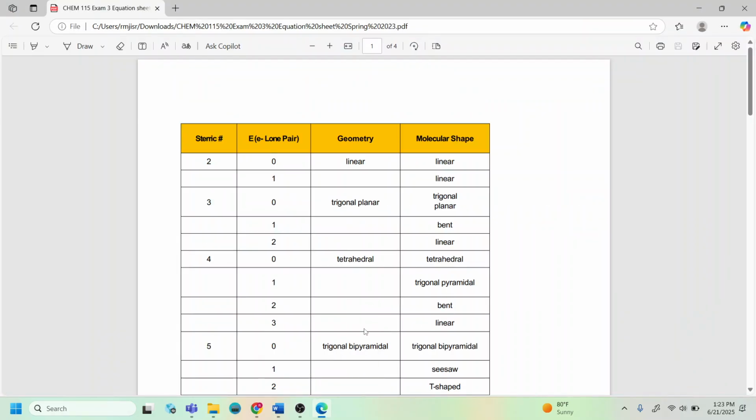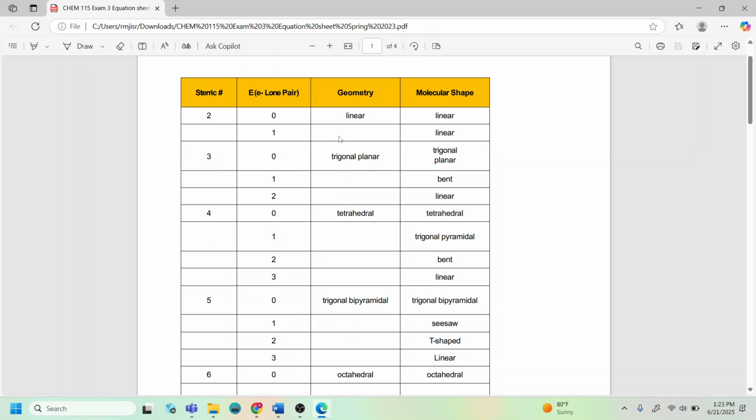We shared with you the VSEPR table. This table includes these columns: the steric number, the number of lone pairs, the geometry, and the shape. You can easily see that the geometry is similar to the shape when there are 0 lone pairs. But the moment you have a lone pair, the geometry is going to part from the shape. The shape is going to be different, of course, with the exception of the first steric number, because this is only 2 groups around the central atom. But for all the others, once lone pairs are present, the geometry and shape are going to be different.